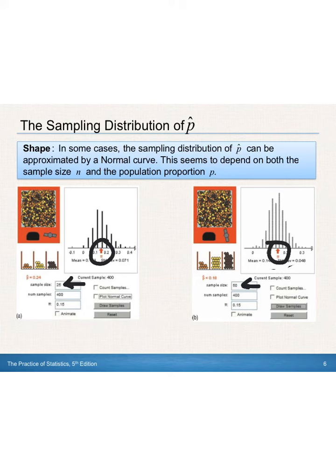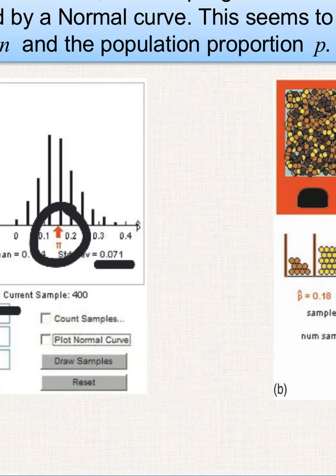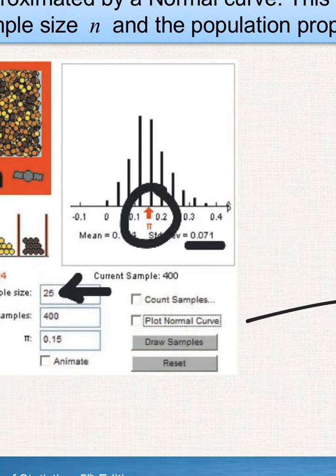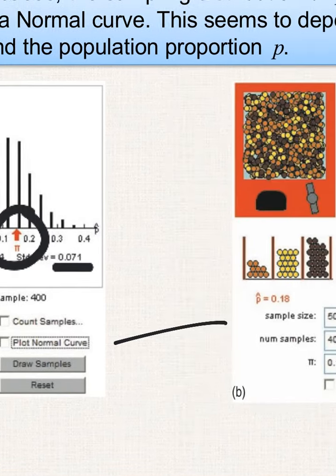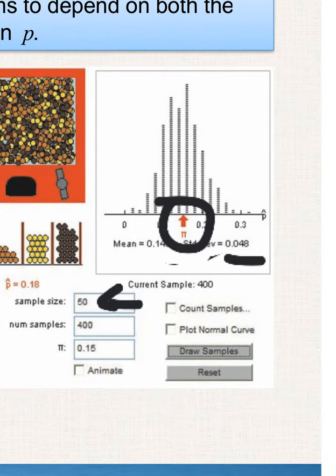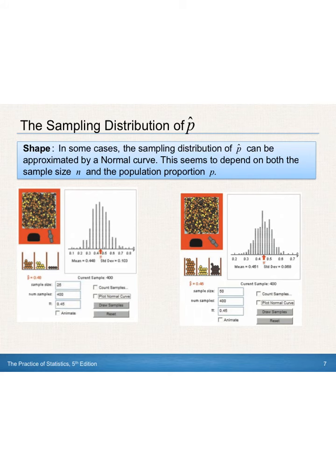That doesn't change whether the sample size is 25 or 50, but what does change is the standard deviation. The standard deviation with a larger sample size... So this one's the 25, and the standard deviation is 0.071. This one is the 50, and the standard deviation is smaller, which means that there's less variation. So the bigger sample size, less variation. We'll see if that works also when we have a different proportion.